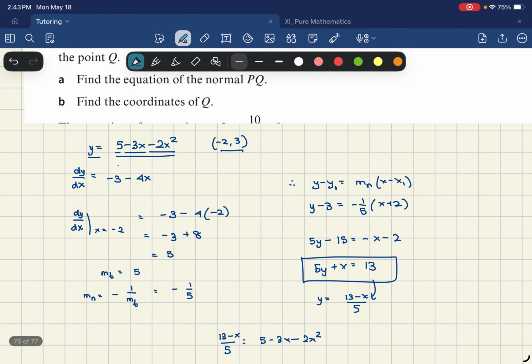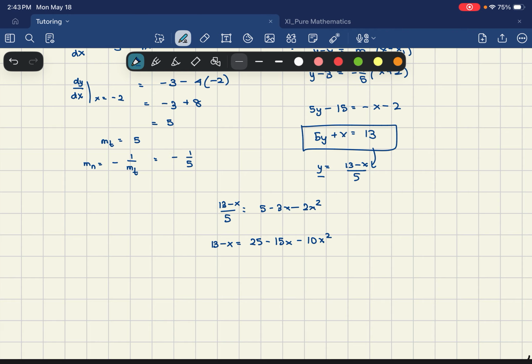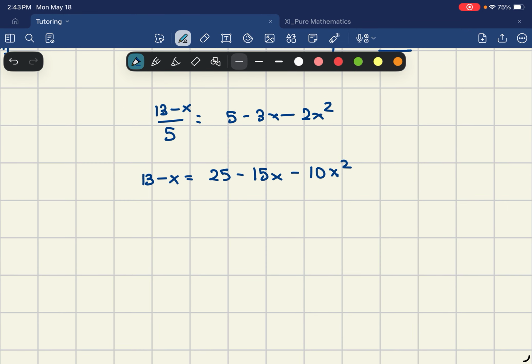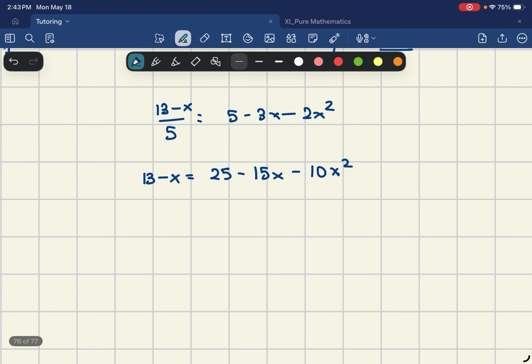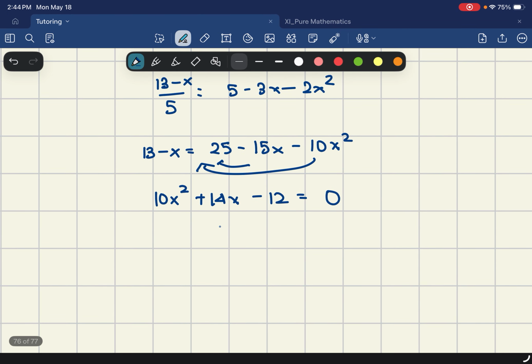This is my curve. I want to find the points where they are equal again, so I'm going to equate the values of y. All right, so now I need to solve this quadratic equation. I think we can simplify this a bit further. If I bring everything to this side, I am going to get 14x minus 12 is equal to 0, I believe. I think this is what everything is going to simplify to. And I can divide by 2, so I'm going to get 5x squared plus 7x minus 6 is equal to 0.